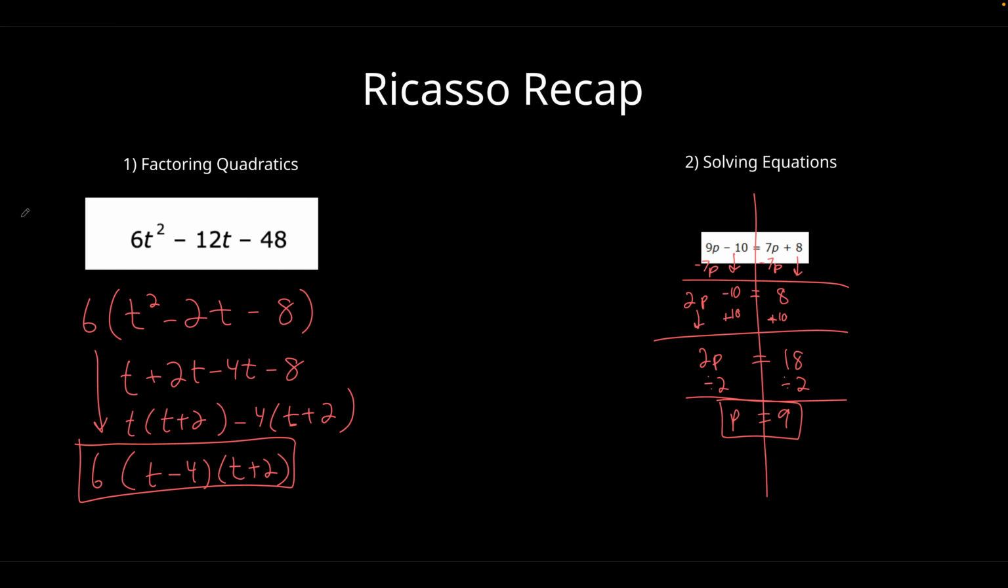For your Ricasso Recap, you should already know how to factor quadratics, factoring by grouping, and perfect square trinomials. You should also know how to solve equations, moving stuff from one side to the other. If you want refreshers on any of these topics, I'll link videos in the description below. Please go watch those before you start this lesson. All right, new lesson starts now. Here we go.